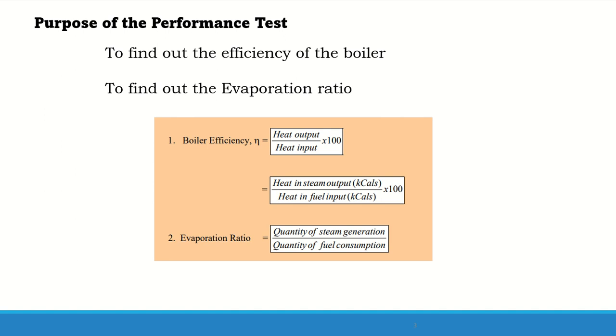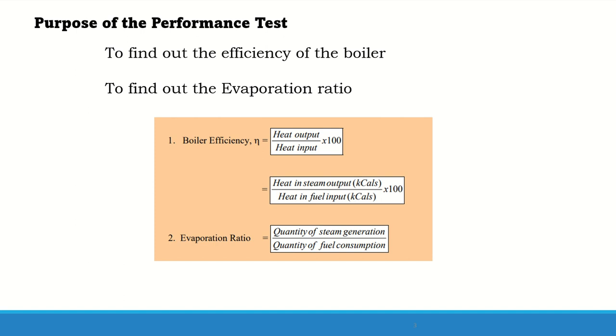The boiler efficiency means the ratio between the heat in steam output divided by the heat in fuel input, which means the amount of heat utilized to produce the steam. The input heat is from coal, and the output heat is to supply the steam.